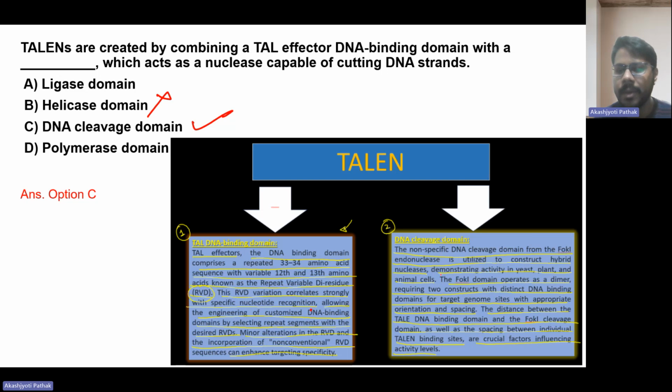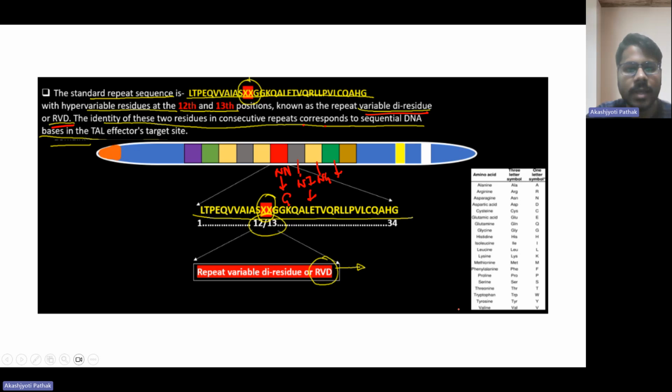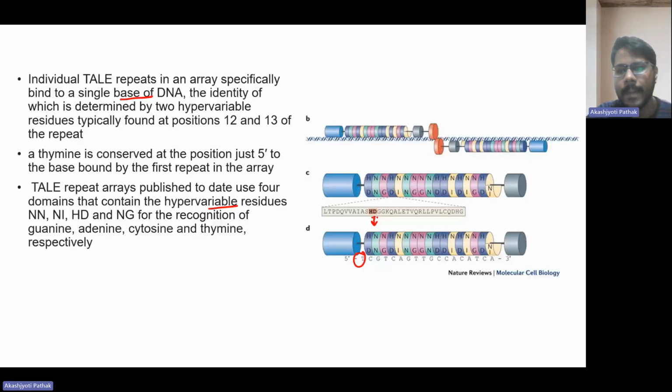To construct a hybrid nuclease, the FokI domain operates as a dimer, requiring two constructs with distinct DNA binding domains for target genome sites with appropriate orientation and spacing. The distance between the TAL DNA binding domains and the FokI cleavage domain, as well as the spacing between individual TALEN binding sites, are crucial factors. I hope all these concepts are clear.